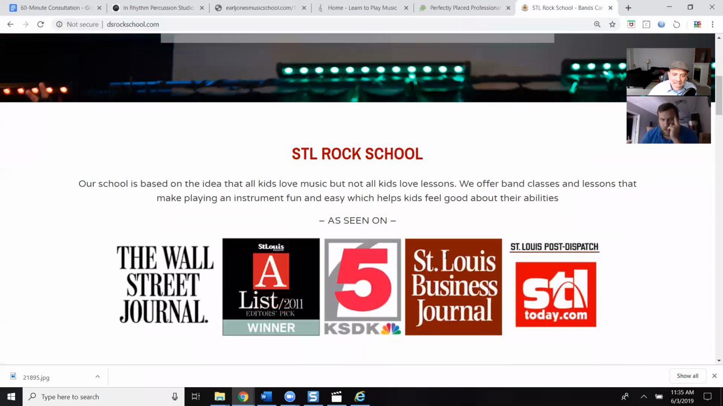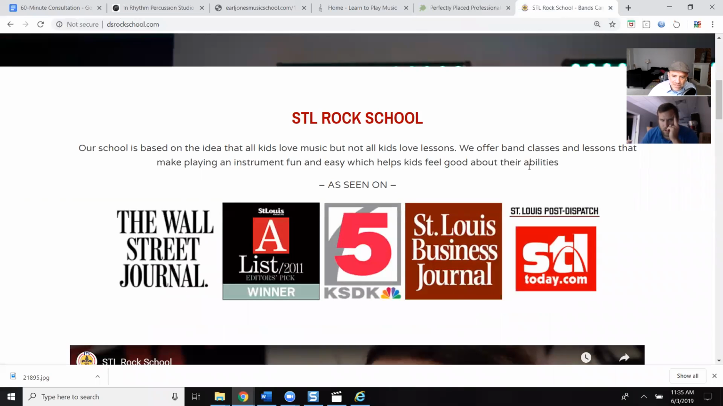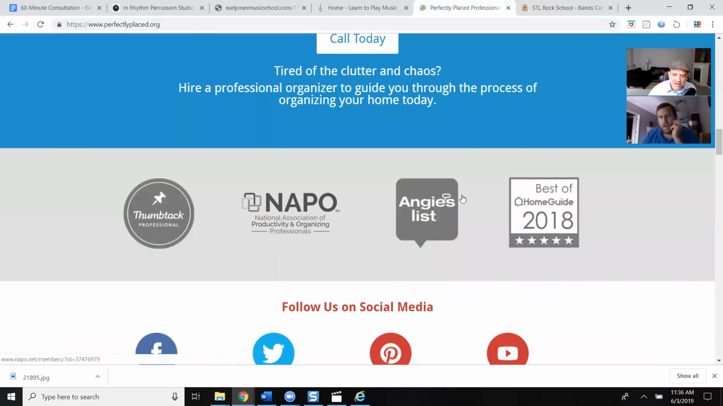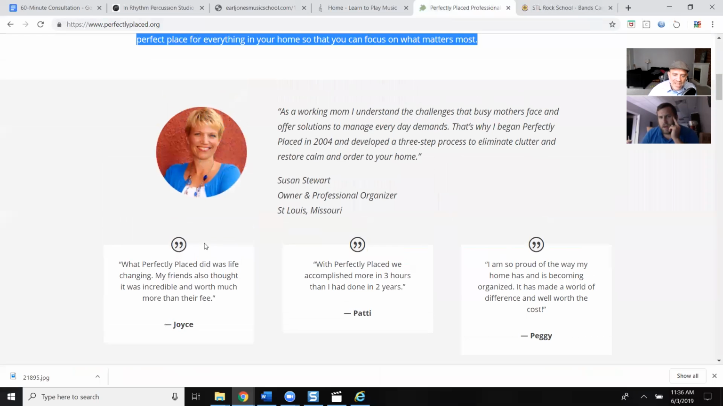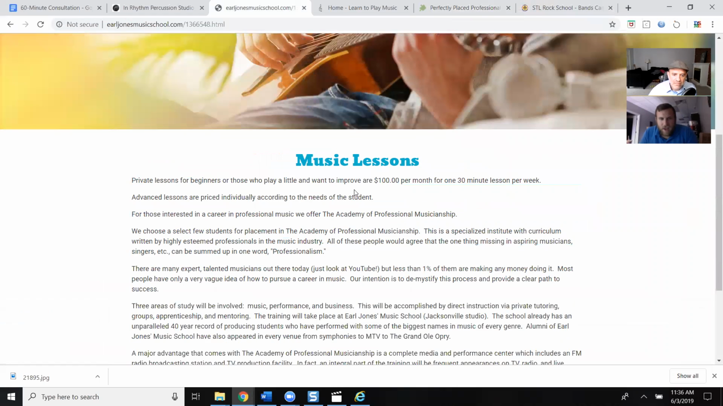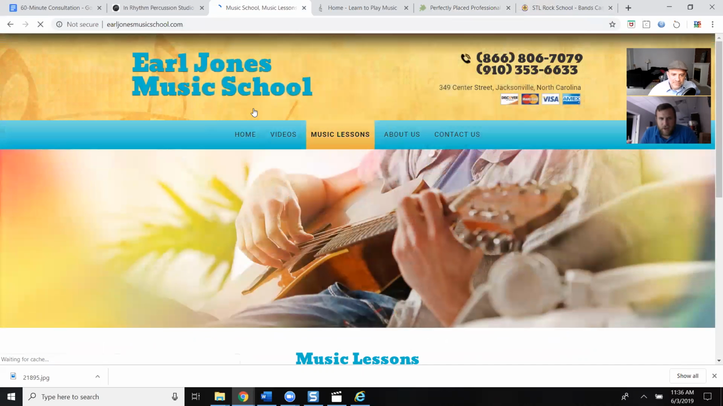But I use right here, and I bet you she does this too. These are called trust badges, where you show where you've been recognized. And if you don't have them, like she's got them, down here. If you don't have them, fine. But did you see Earl Jones did that right at least? Yeah. Go back to his homepage.